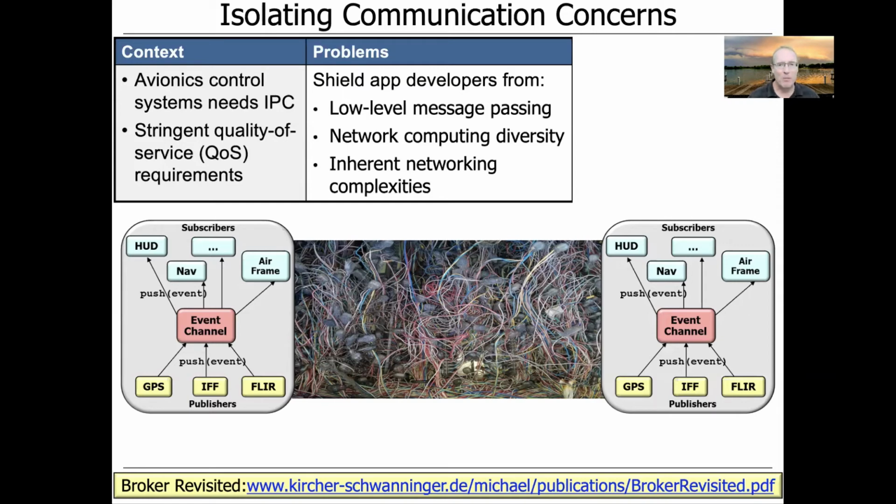So we thought about this for a bit and asked, what do we need to do here? What's the context? It turns out we had to have multiple processor boards, and we needed communication between publishers and subscribers on the different processor boards. That required us to do inter-process communication with stringent quality of service requirements.